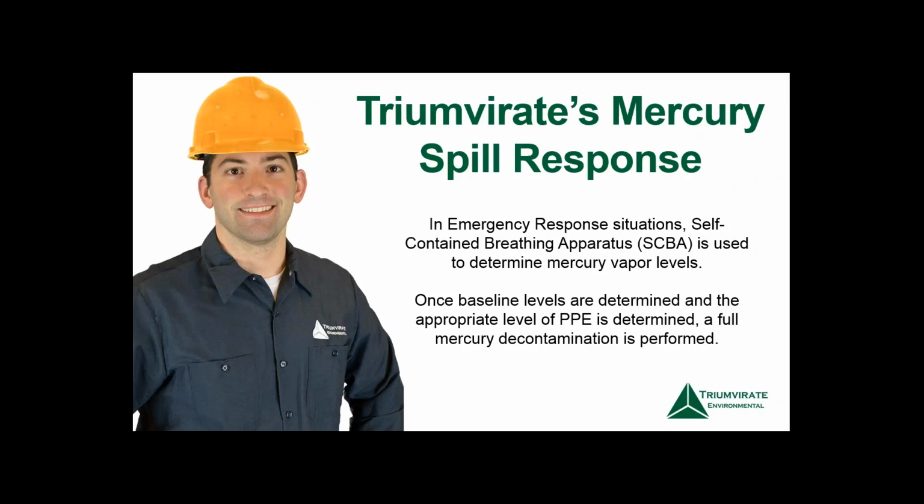So, Triumvirate's mercury spill response. In emergency response situations, self-contained breathing apparatus, SCBA, is used to enter the isolated area where the spill occurred and determine mercury vapor levels. Once those levels are determined, then the appropriate level of PPE is determined, whether that remains in a SCBA or you can downgrade to a full-face respirator with mercury vapor cartridges. That determination is made, and then the decontamination is performed.